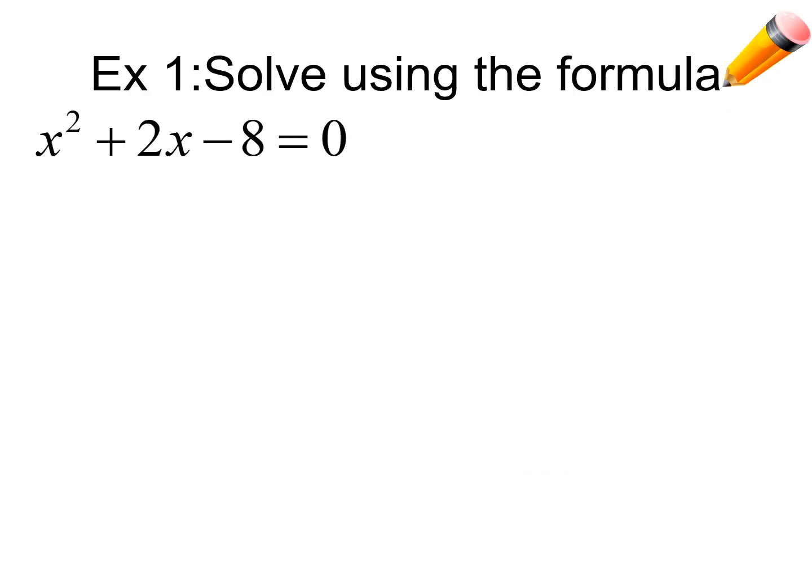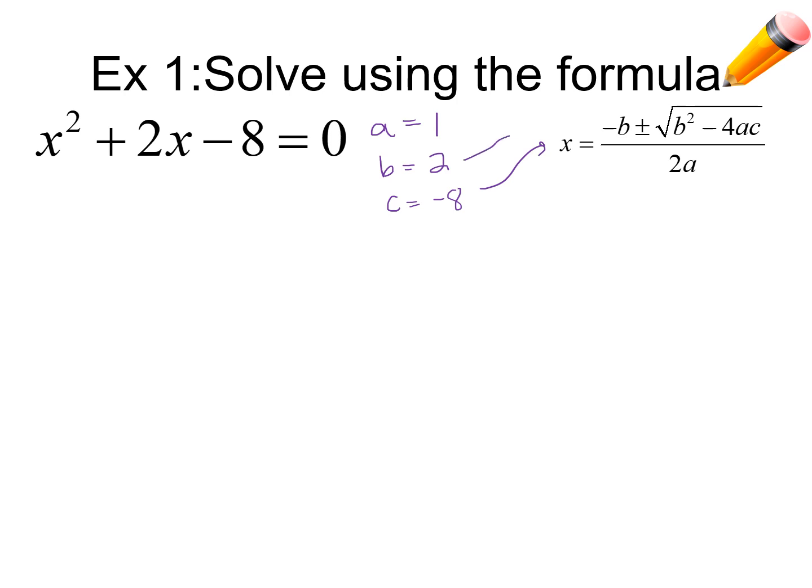Again, the quadratic formula can be used to find any of our solutions. Here's a quadratic given to us that we could easily factor using our guess and check method. But just for the sake of getting used to the quadratic formula, we're going to use it to solve this one instead of factoring. We first have to determine what a, b, and c are. a is the number in front of my x squared, so that's 1. b equals a positive 2, and c equals a negative 8.